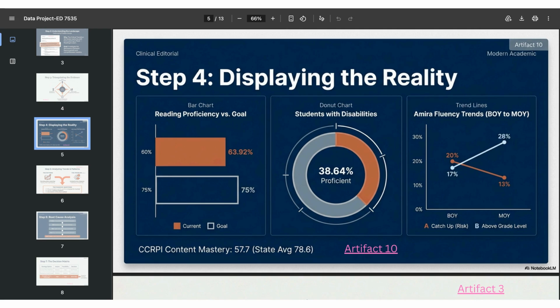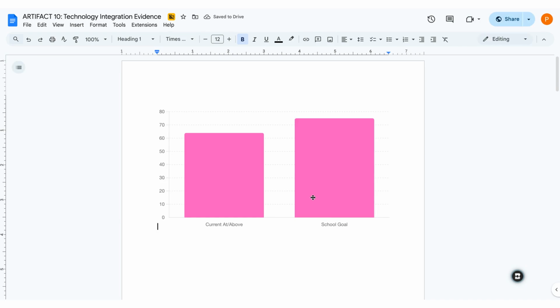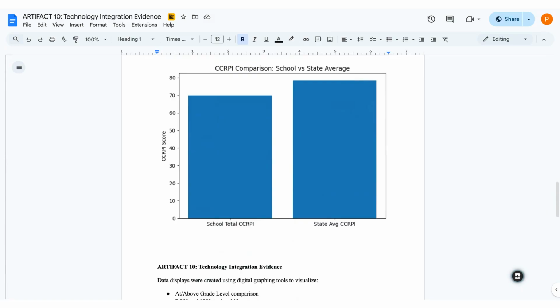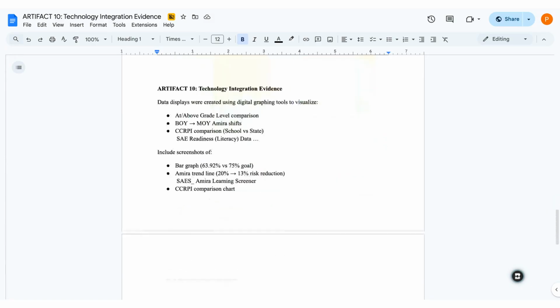So, data display and thorough analysis. This is what the data revealed. It revealed that 63.92% of students are at or above grade level reading, but the beacon proficiency is below our established goal, and that fluency is improving faster than comprehension. We also have the artifact 10 to support what the data displays, and bar charts and bar graphs, and trend lines.